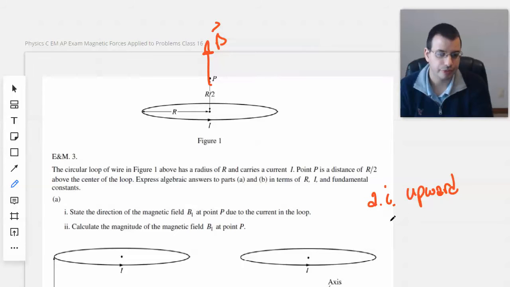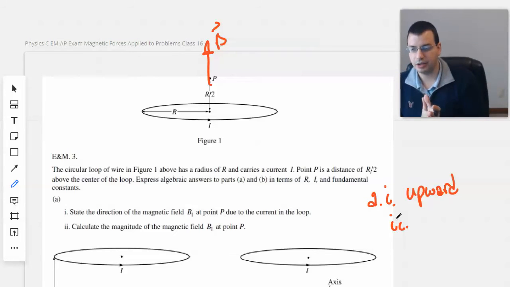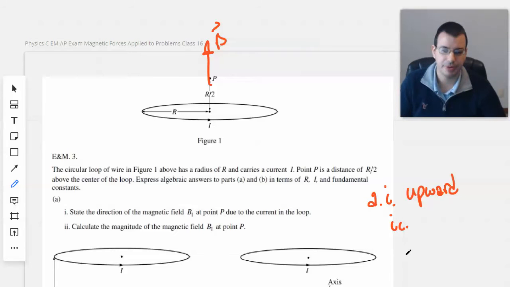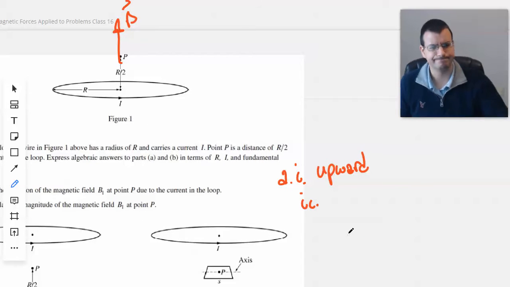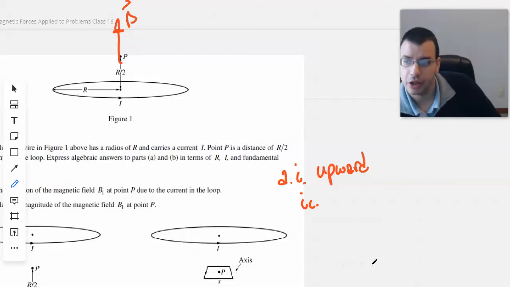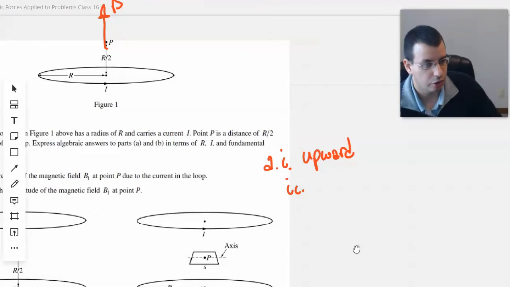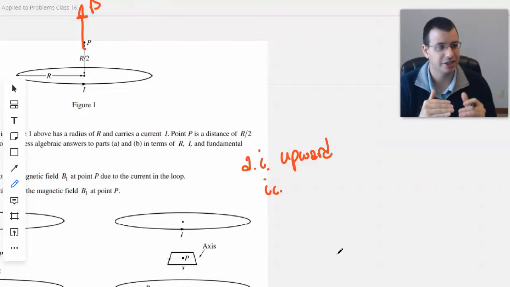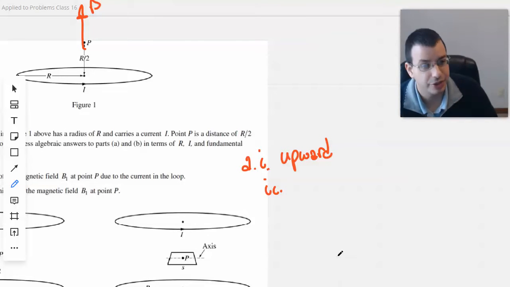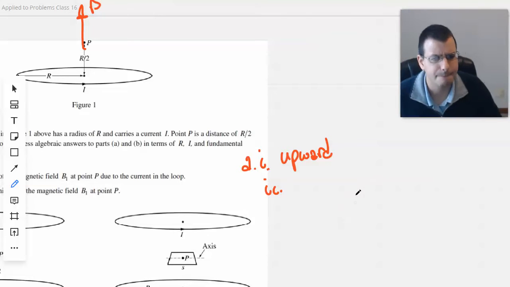Okay. Calculate the magnitude of the magnetic field B1 at point P. Man, my reading is not as good as I'd like to think it is. I should work on that. Okay, so this is a loop where Z is not 0. But they do give you Z, it's R over 2. And we derived this, I think, as the Biot-Savart law.